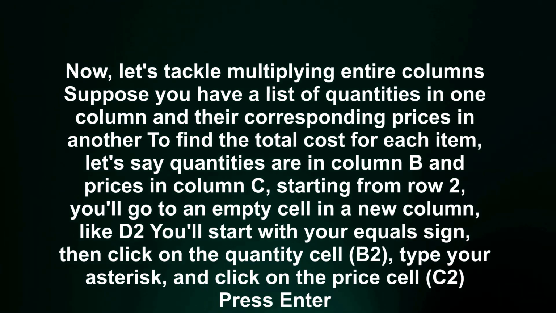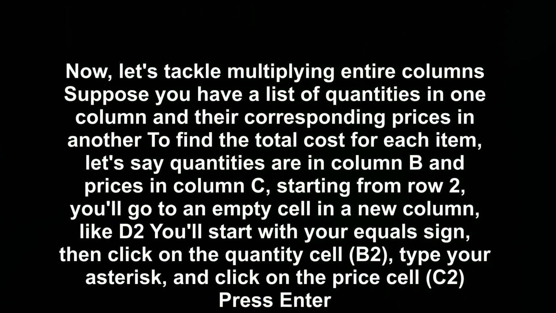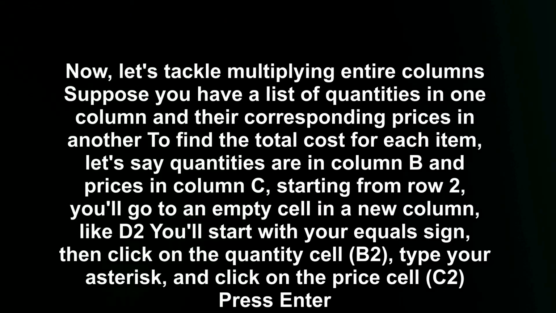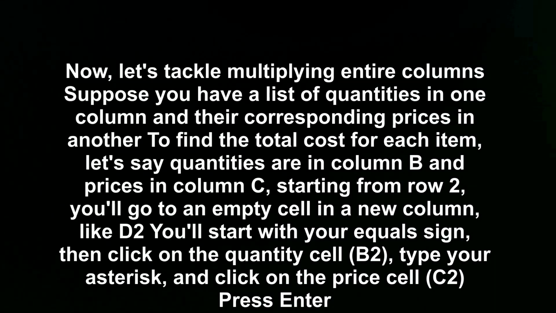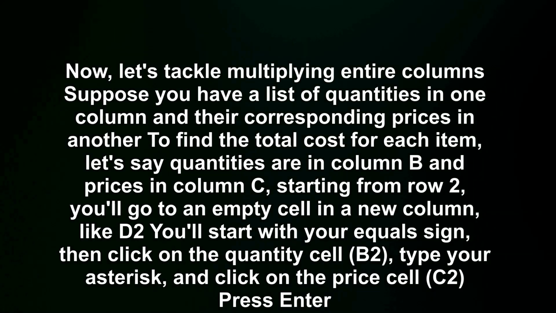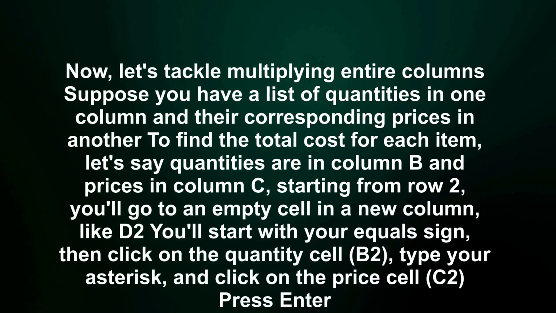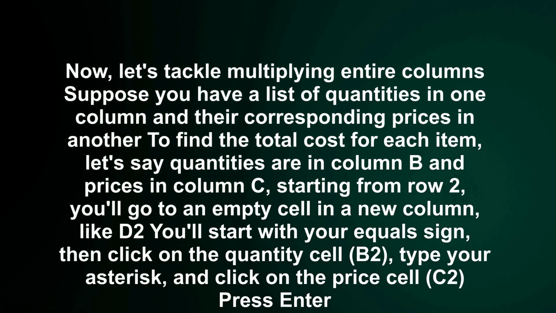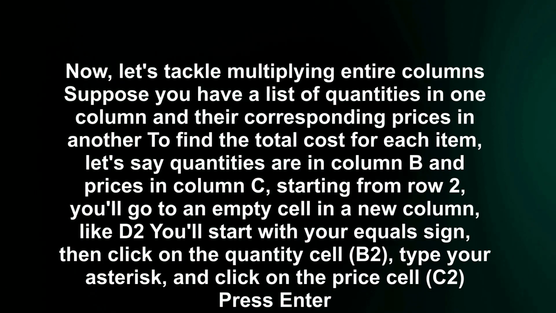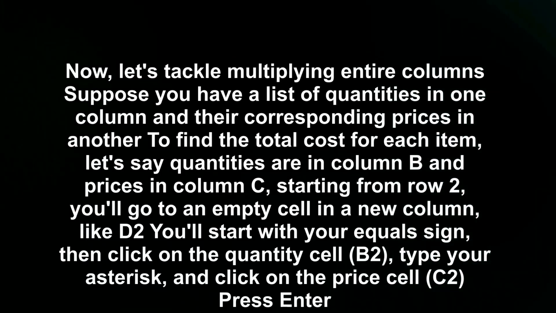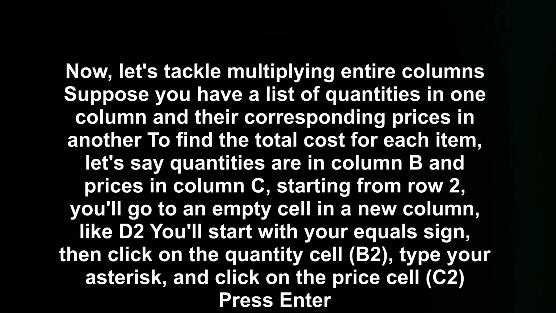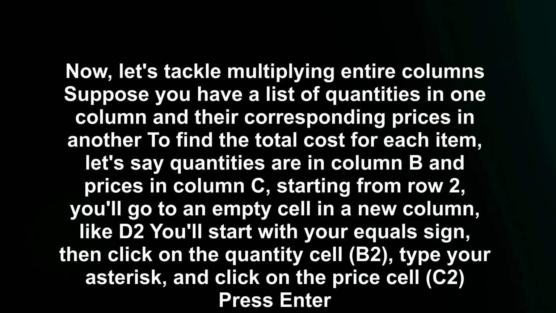Now, let's tackle multiplying entire columns. Suppose you have a list of quantities in one column and their corresponding prices in another. To find the total cost for each item, let's say quantities are in column B and prices in column C. Starting from row 2, you'll go to an empty cell in a new column, like D2. You'll start with your equals sign, then click on the quantity cell B2, type your asterisk, and click on the price cell C2, then press enter.